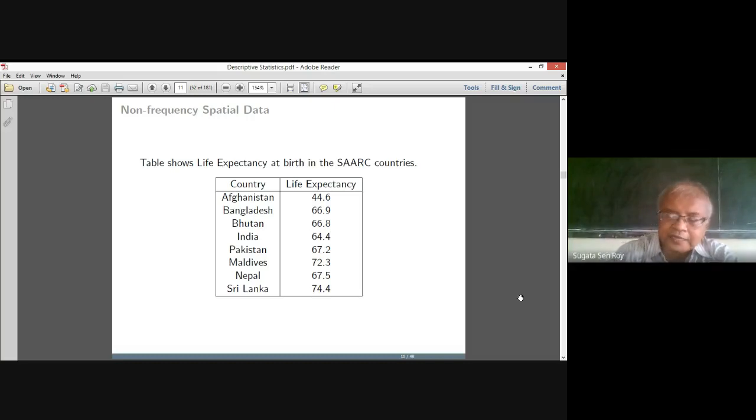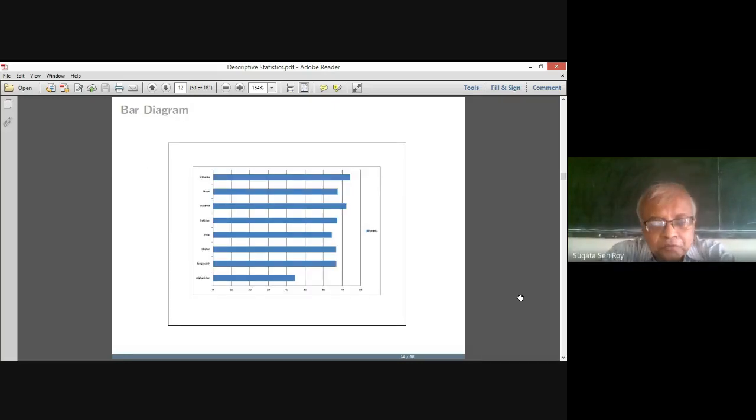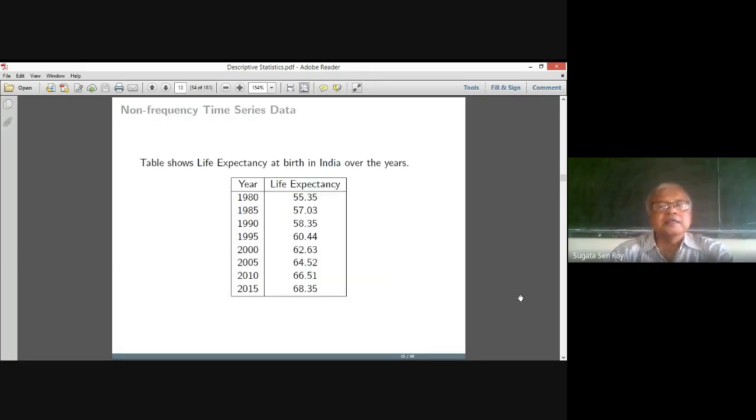Okay, and very often we want to do a plot for this, and you know that what you generally do is a bar diagram. Usually this is spatial data, so we have bars which go horizontal rather than vertical bars. Okay, so for each country we have a bar showing what the value for that country is like. Okay? Similarly, we can have non-frequency time series data.